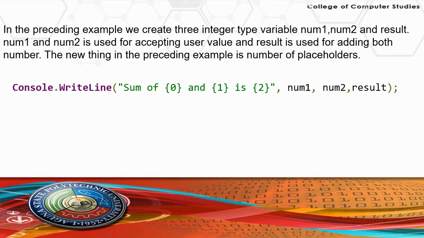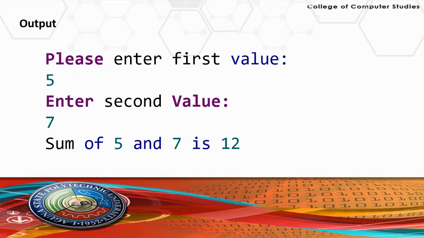Okay, so they are arranged in respective order. The first placeholder is used to represent num1, the second placeholder for num2, and the third placeholder for the result. Okay, and here is the output of the code.